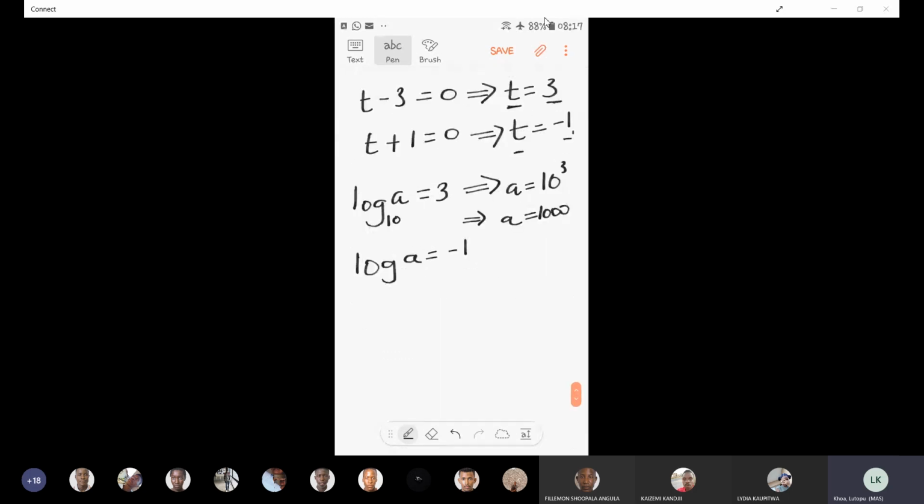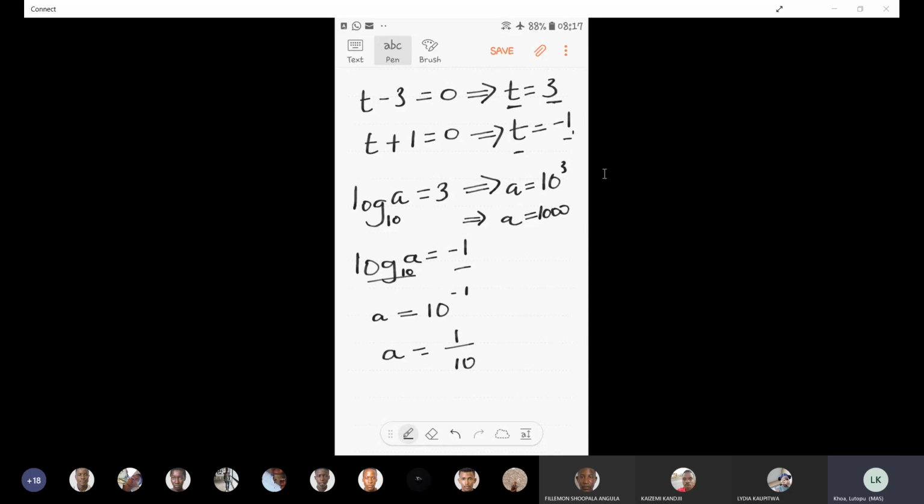And on the other hand, if log of a is equal to -1, remember again, there's an invisible base 10 there. This means that a is equal to 10 to the power of -1. So a is just equal to 1 over 10. Okay, so that is all the questions in your notes.